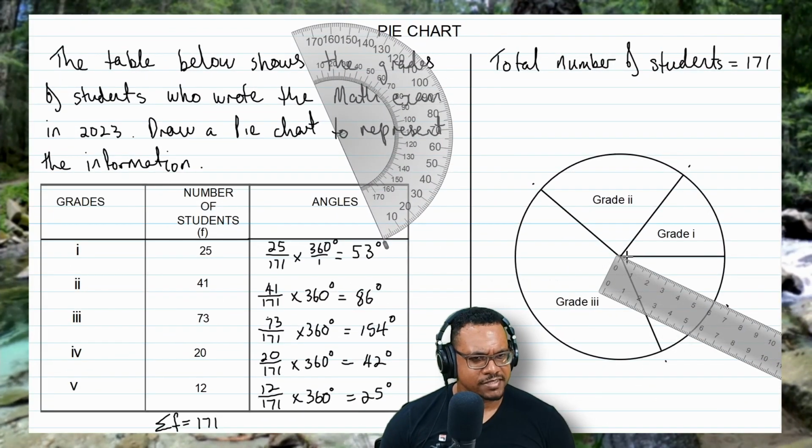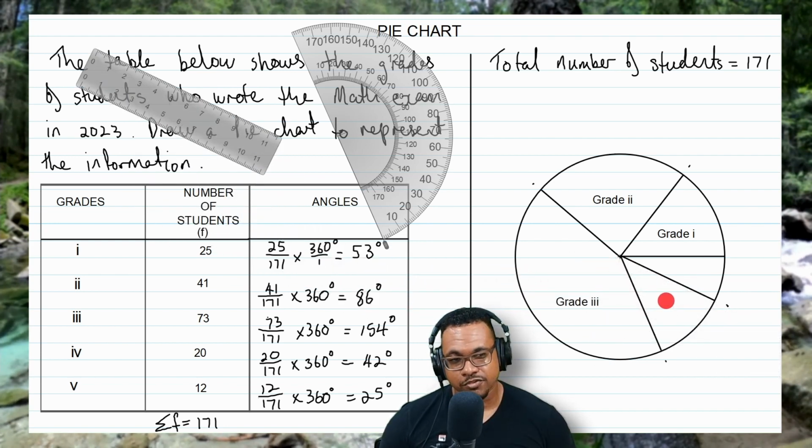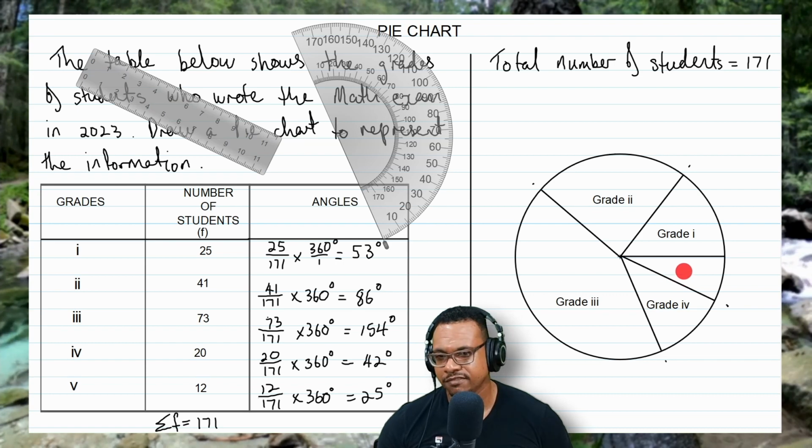Then we line our ruler up with the center of the circle and the dot, and we're going to draw a line to touch the circumference of the circle. So this will be grade 4, and since grade 5 is the last one remaining, this would be grade 5. So if we were to measure this angle, we should get the 25 degrees for the grade 5. Alright, so let's label this grade 4, and what I'll do is just measure this angle to make sure it's 25 degrees.